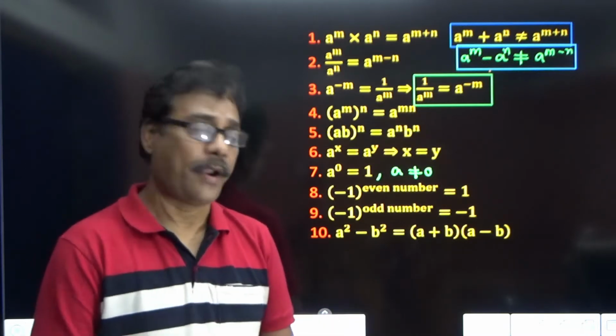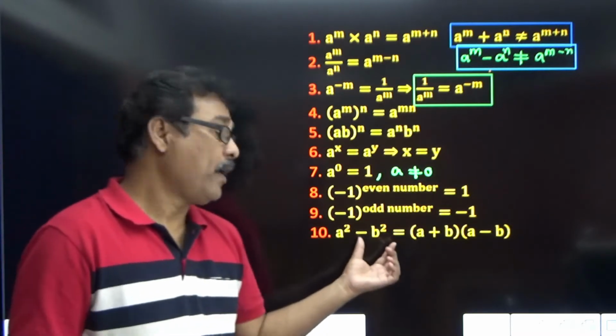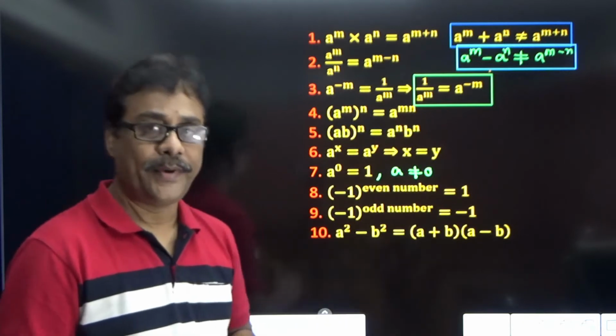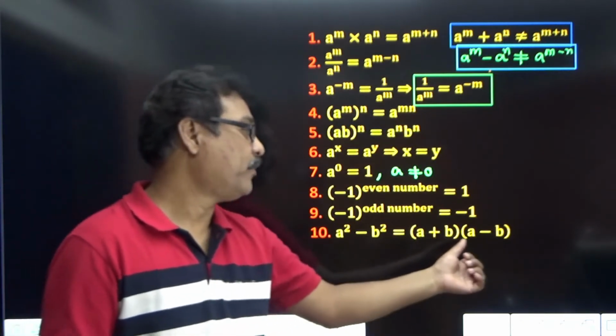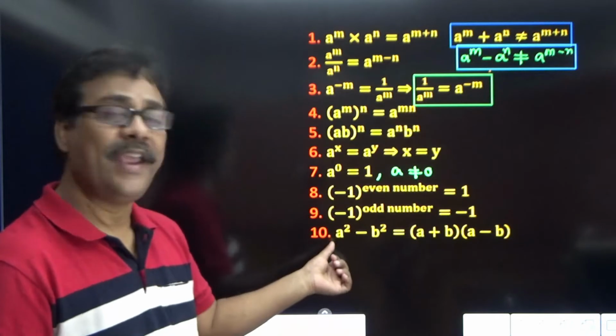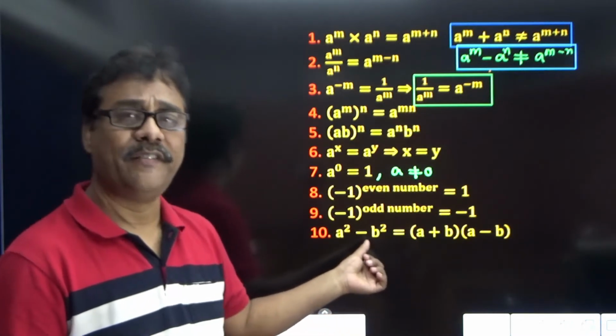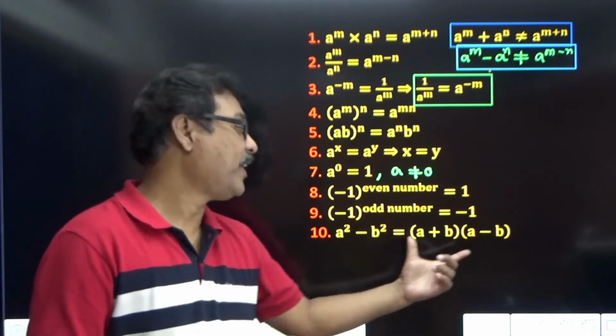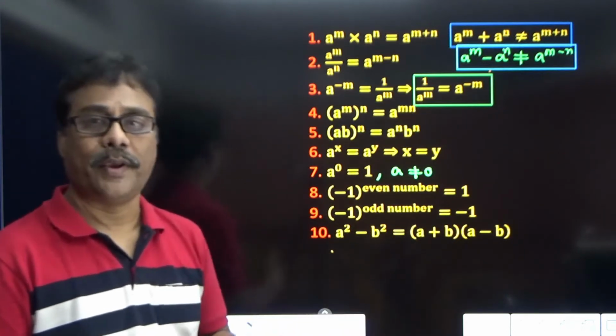A to the power 2 minus b to the power 2, we call it a square minus b square. If it is something like this, then you can write it a plus b into a minus b. When I see a and b are very large numbers, it is difficult to find their squares without multiplying them. In that case, I can use this formula to evaluate this value.